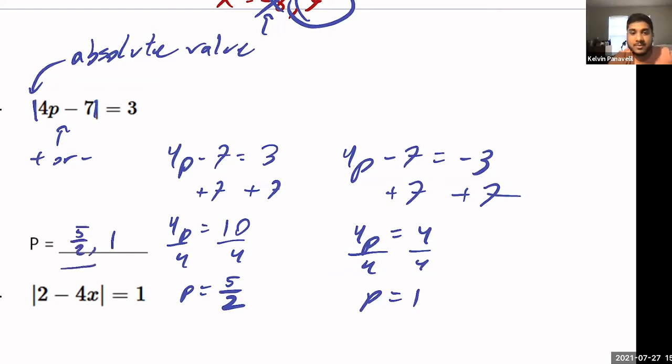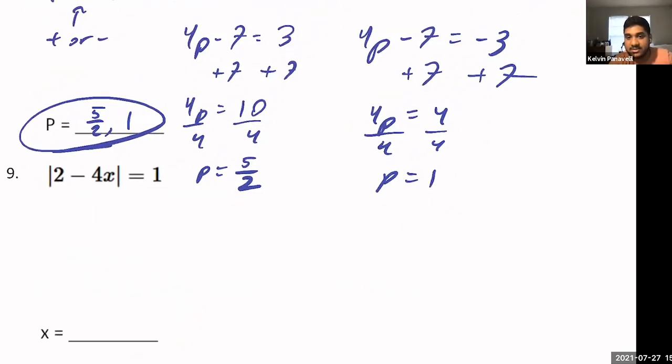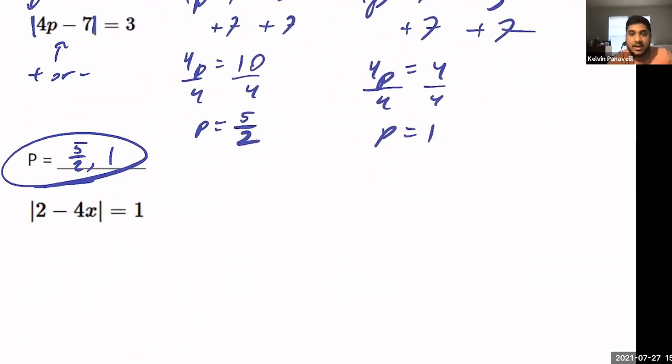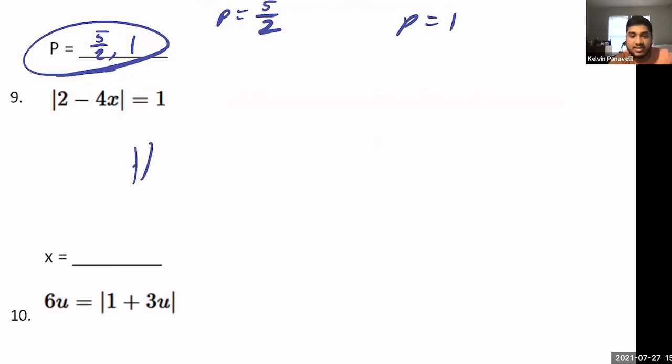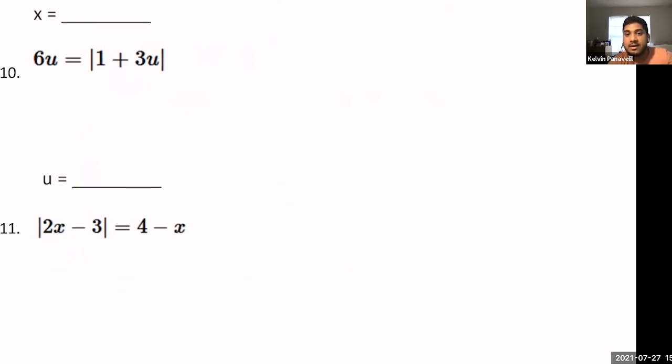Great job. Number 9 is essentially the same concept, right? We're going to set that equal to plus or minus 1. So you could save that for extra practice, right? And let's go ahead and check out number 10. Guys, same deal for number 10, right? If we want to solve for u, we're going to set 1 plus 3u equal to what in the chat? We're going to set 1 plus 3u equal to?